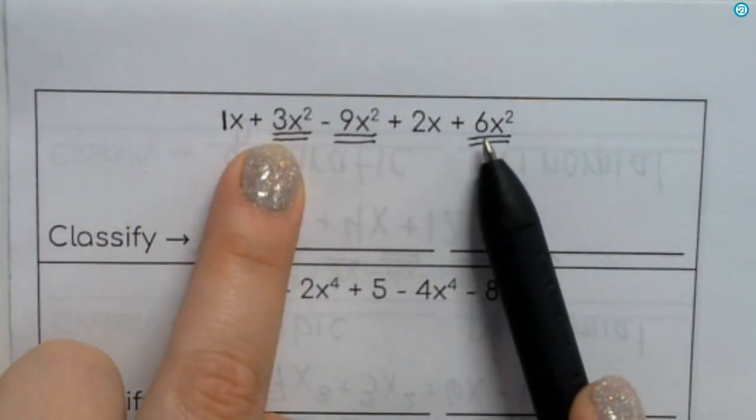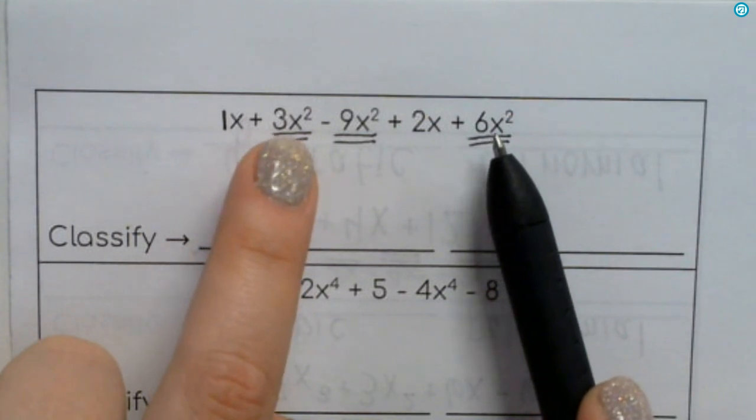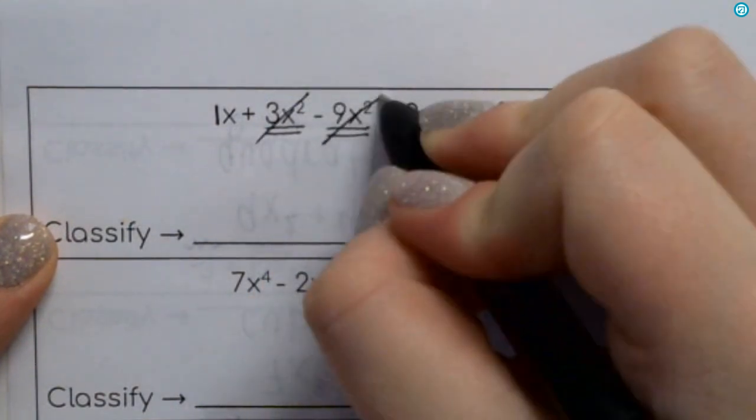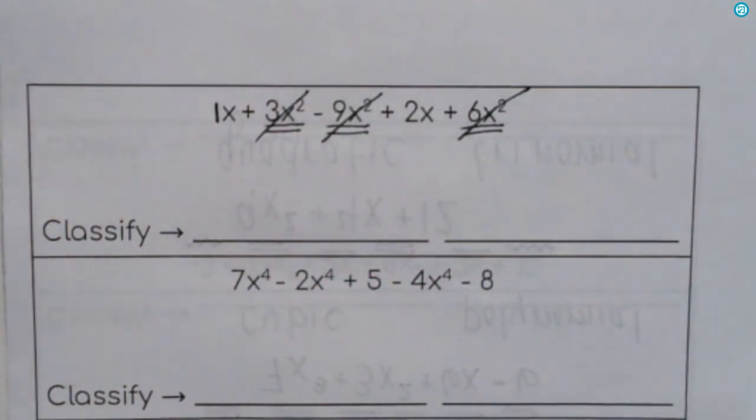If I do 3 plus 6, I get 9. Then what's 9 minus 9? 0. How many x squareds do I have left? None. They cancel out. So if you want to go ahead and X them off so you know that you didn't just forget to add them and that they actually cancel away, you can. So 3 minus 9 plus 6 is 0. So we have no x squareds left. We're not going to write down 0x squared because there aren't any of them.